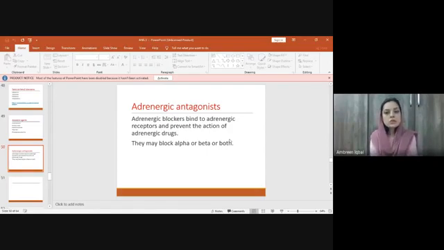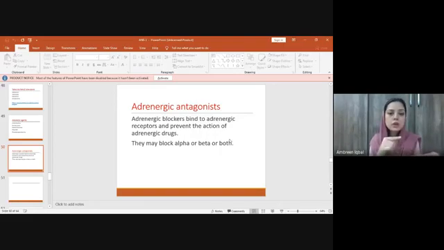Now we are going to start adrenergic antagonists. Antagonists are the ones that have affinity for the receptors but do not have any intrinsic activity. They do not perform any action because they do not have intrinsic activity. So adrenergic antagonists are those that block all these receptors we studied: alpha 1, alpha 2, beta 1, beta 2, beta 3.